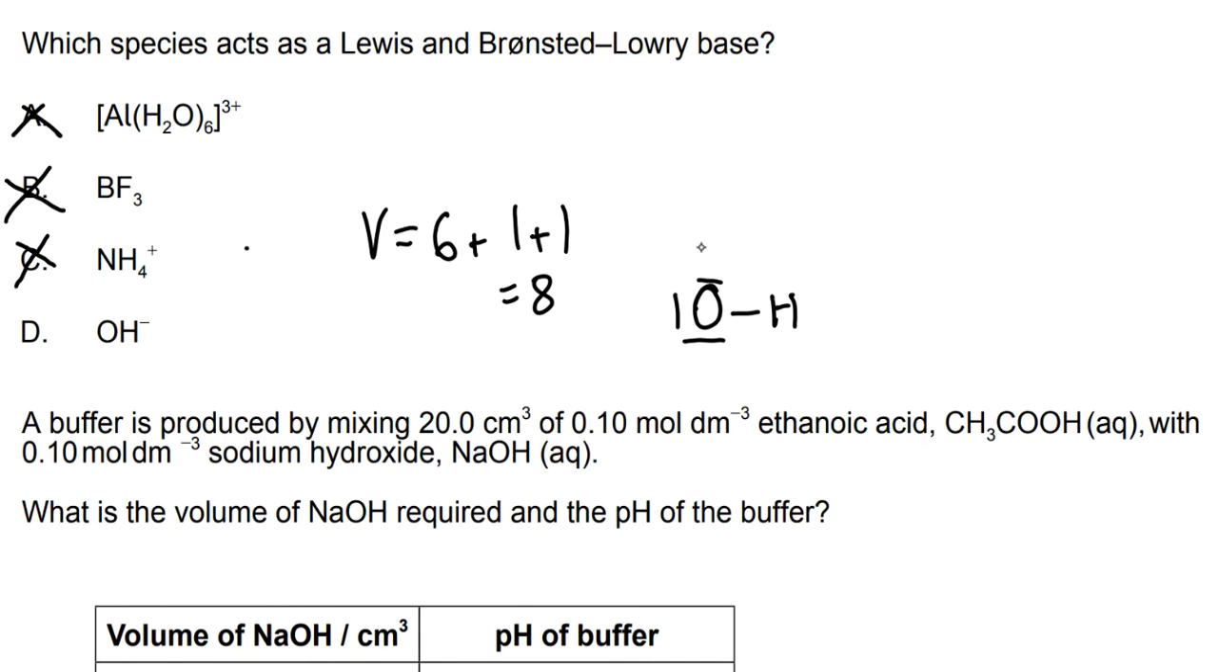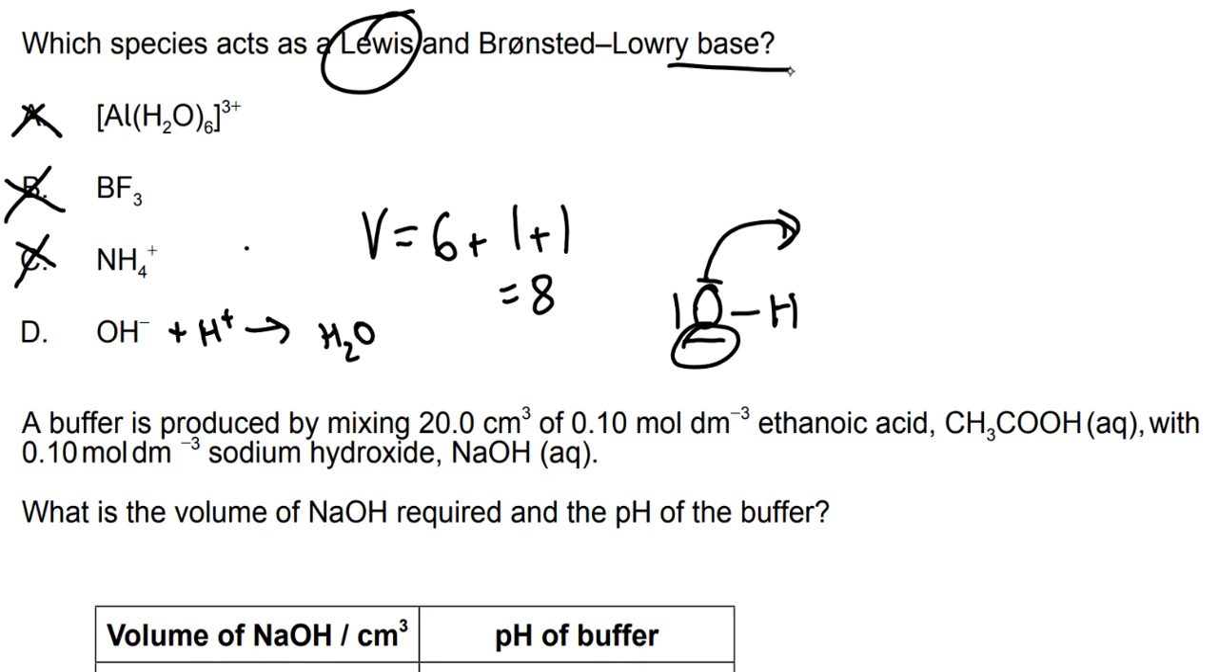We notice that this has a minus charge, so it can act as a Bronsted-Lowry base and accept an H+ ion or proton and form H2O, water. It also has lone pairs of electrons to donate to another substance and act as a Lewis base. So OH minus is definitely the right answer.